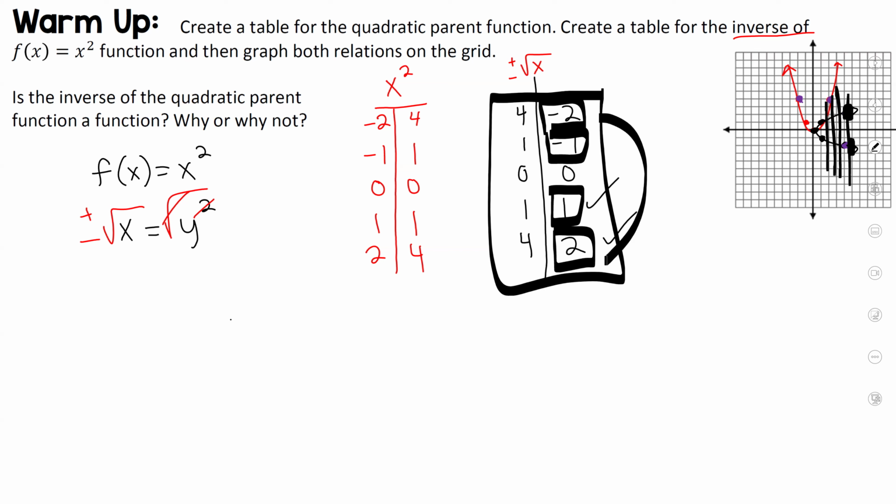Okay? If you translate the table to a graph, you can look at the vertical line test. 4 is paired with both +2 and -2. Okay, so that is not a function.